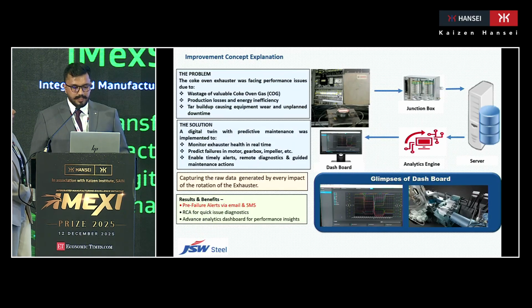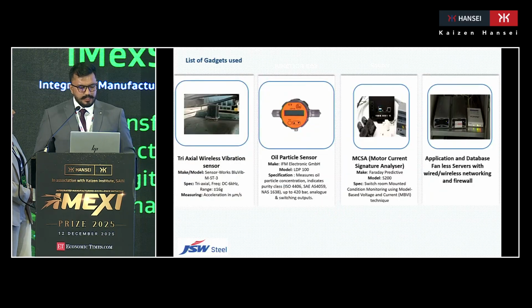And here we have explained the concept, what was the problem: we were losing the valuable coke oven gas, which is also used as a fuel for our customer plants inside the unit, and the production losses which were occurring due to it. And this solution, the exhauster digital twin, gave us the ability to monitor the exhauster's health in real time and have predictive and prognostic insights on the failures of the motor, gearbox, and impeller. And these are the list of sensors that we used.